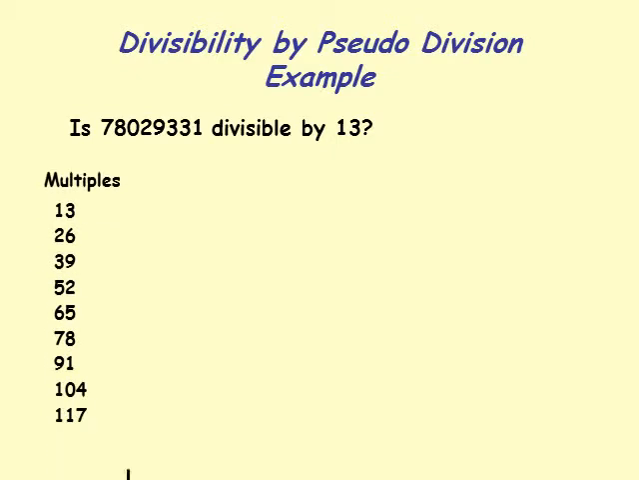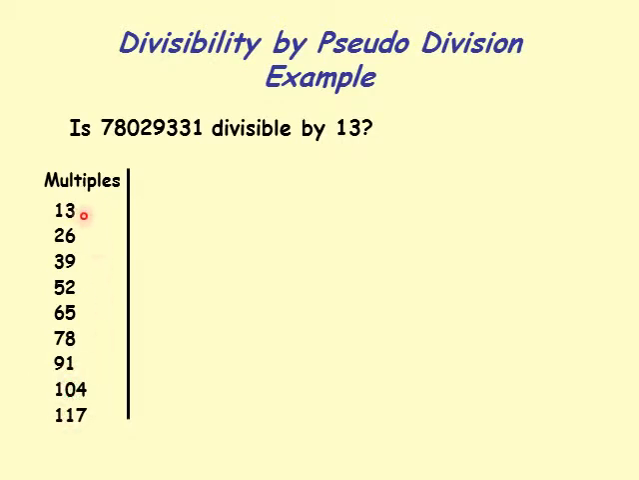Let's check out the pseudo division using an example. The example is: is 780293331 divisible by 13? So we'll try to determine if the number is divisible by 13. Here's my cheat sheet. I wrote down multiples of 13 here, and you need to remember some of the multiples, you don't need to remember all of those.